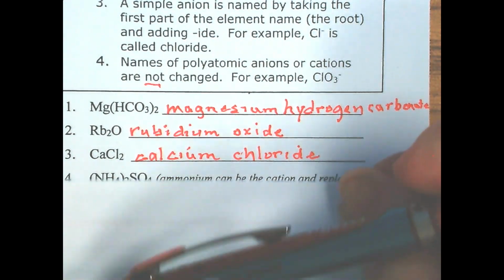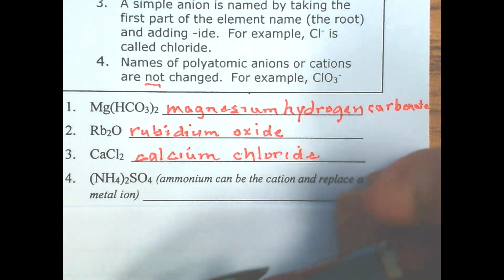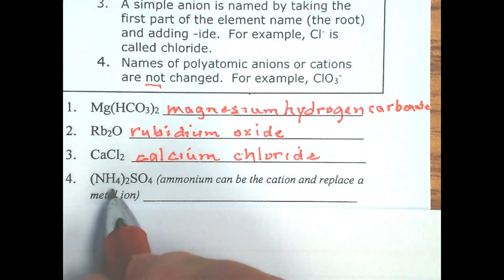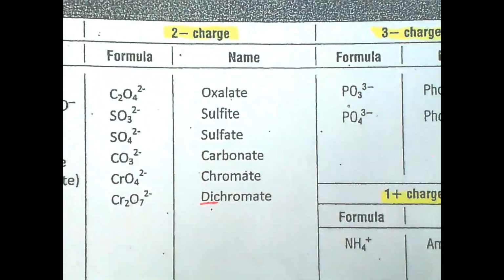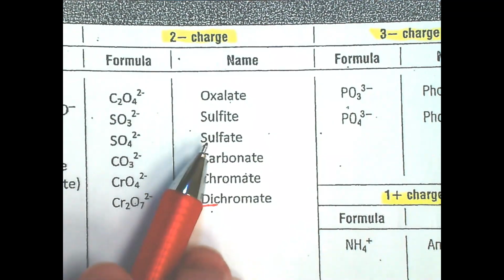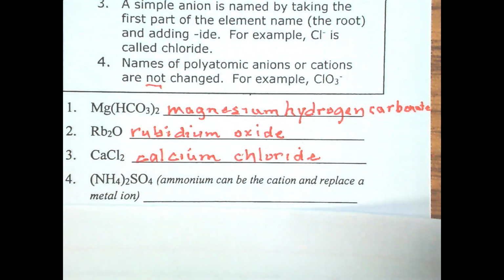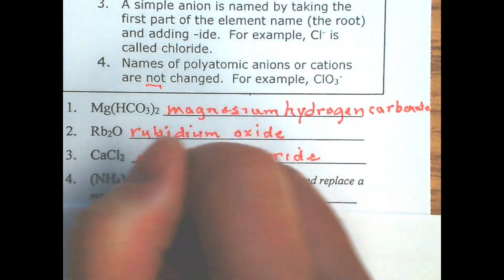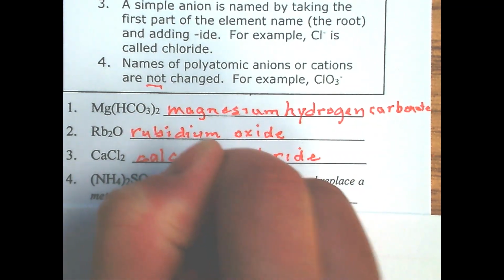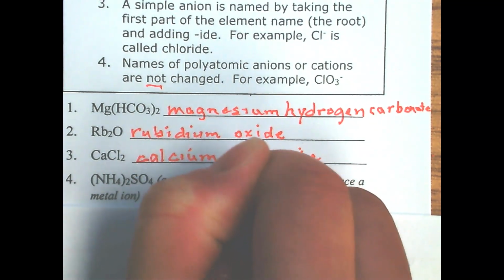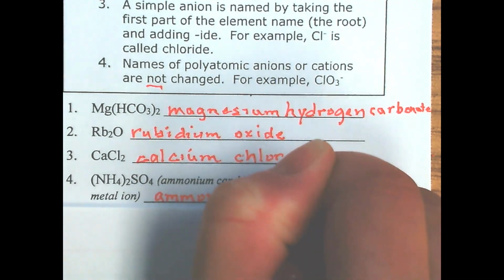The next one, I'm going to notice this as being the ammonium polyatomic ion. So I've got ammonium, and then SO4 is another polyatomic ion. It's sulfate. So I'm going to write, and never change anything about the name of a polyatomic. So it's just going to be ammonium, and then sulfate.